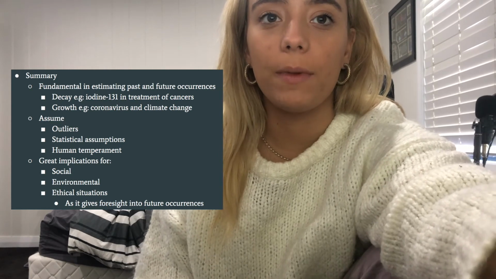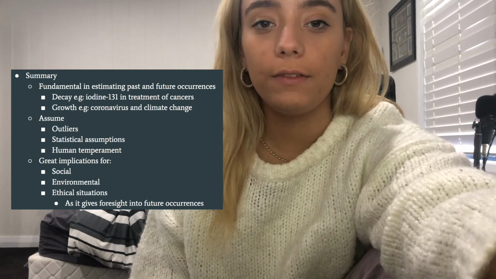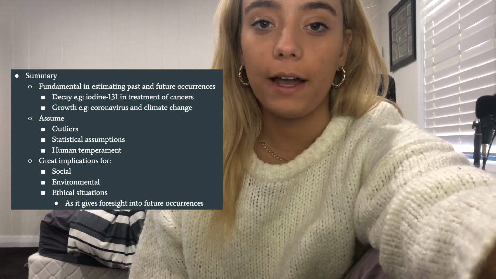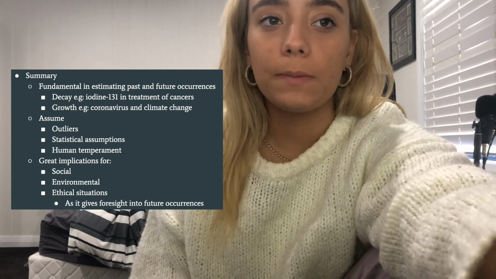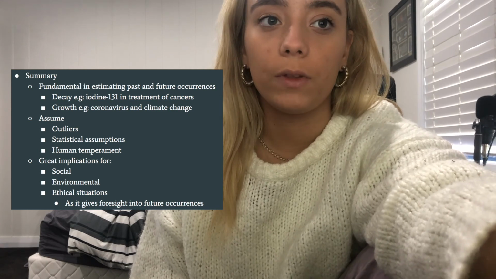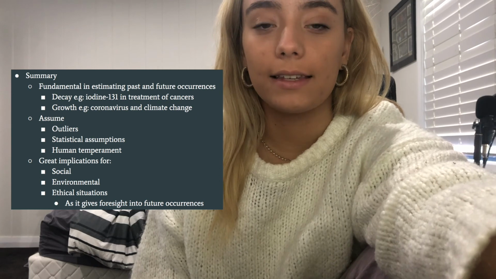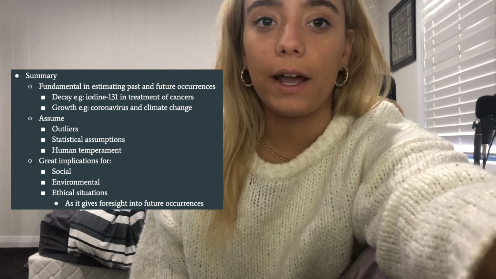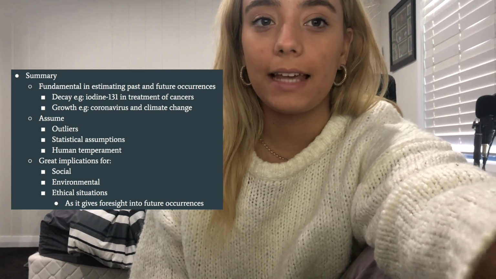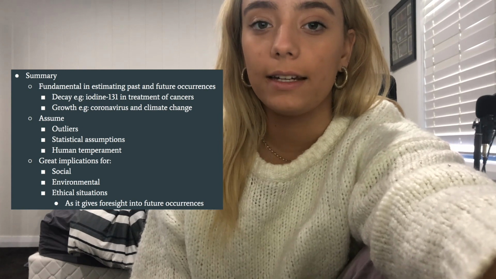In conclusion, exponential models of growth and decay are fundamental in estimating past and future occurrences. It allows us to determine the decay of substances like iodine-131 in the treatment of cancers. Alternatively, exponential growth functions indicate the growth of such instances as coronavirus and climate change in our current world. These models assume factors such as outliers, statistical assumptions, and human temperament with individual thresholds. Using regression in both decay and growth allows us to gain insight in the aforementioned occurrences. This has great implications for social, environmental, and ethical situations because it is able to give scientists, and particularly governments in our globalized world, foresight into future events.